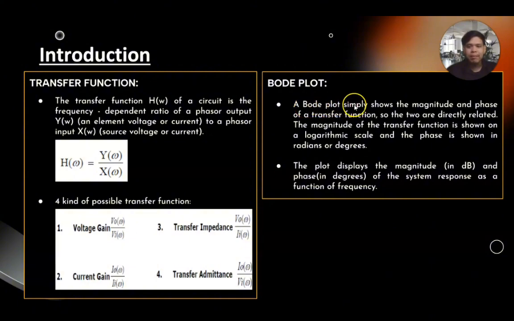Okay, next we go to the Bode plot. A Bode plot simply shows the magnitude and phase of a transfer function, so the two are directly related. The magnitude of the transfer function is shown on a logarithmic scale and the phase is shown in radians or degrees. The plot displays the magnitude in dB and phase in degrees of the system response as a function of frequency. So this is the introduction for the transfer function with Bode plot.